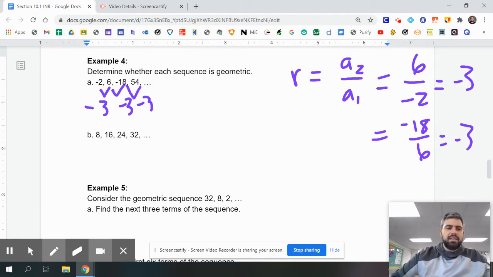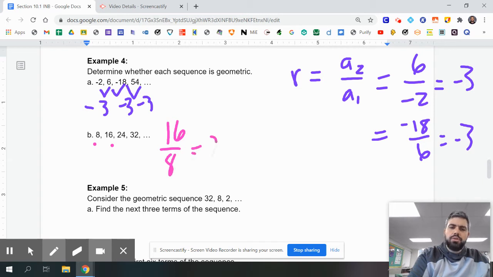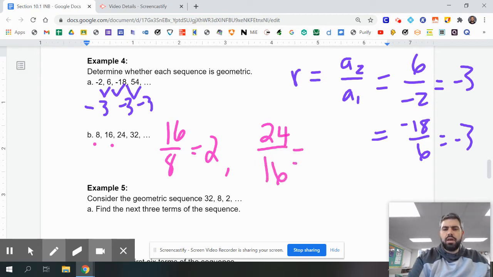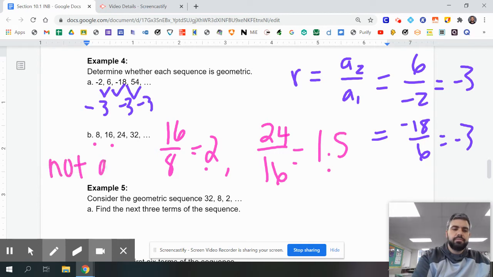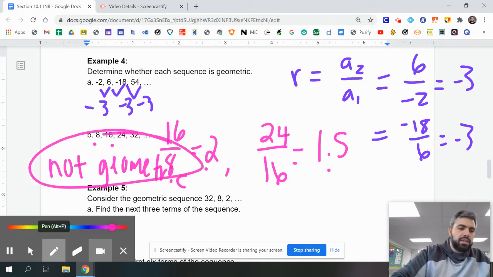So let's apply that idea to the next question. Okay, so the next one says, I have 16 and 8. So 16 divided by 8 is 2, right? And so then I go to the next one. 24 divided by 16 is actually 1.5. So that is not the same number when I divide. So it doesn't have a common ratio. So this is not geometric. Okay, so that's not a geometric sequence. The first one was. And so I guess we could say that that's geometric up here.